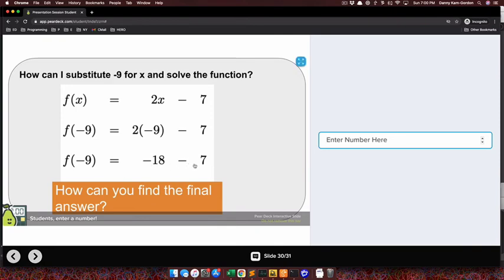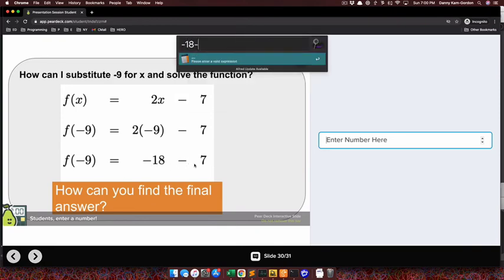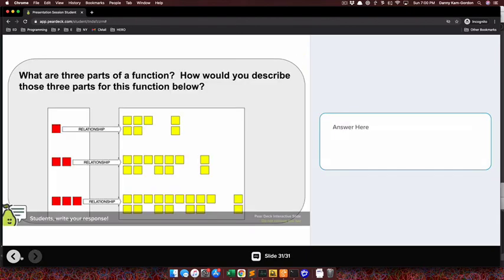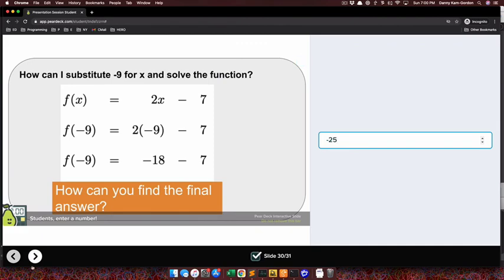Negative 18 minus 7, if I do that on the calculator, negative 18 minus 7 is negative 25. The way you might think of it is that you owe someone $18, you borrow $7 more from them, now you owe them 25. So our final answer here is f of negative 9 equals negative 25. That would be our final answer for this problem.